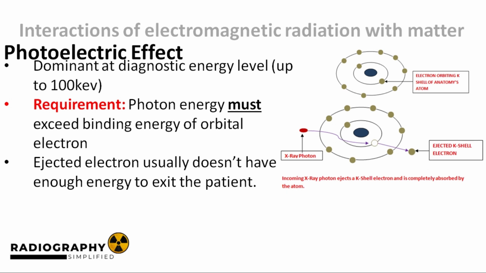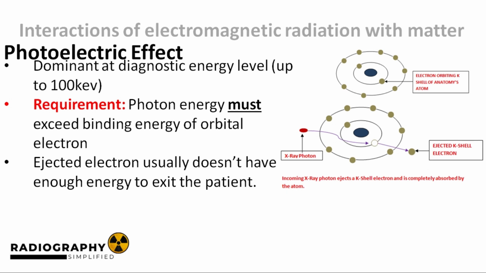Interactions of radiation have requirements, which are certain conditions that must be satisfied before they can occur. In the case of the photoelectric effect, a key requirement is that the X-ray photon must have an energy that exceeds the binding energy of an orbital electron in the atom that it interacts with, which in the case of diagnostic imaging is an atom in the patient's body. When this requirement is met, the photoelectric effect could occur.